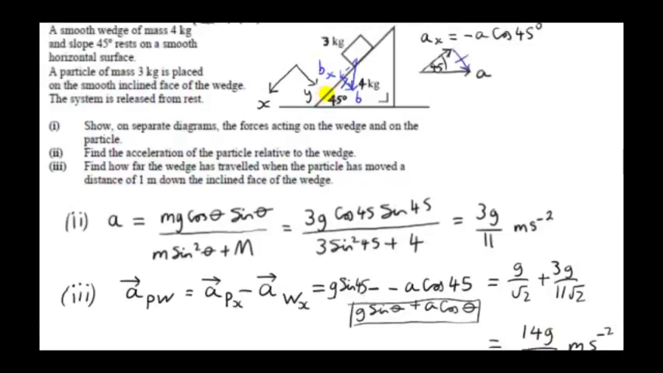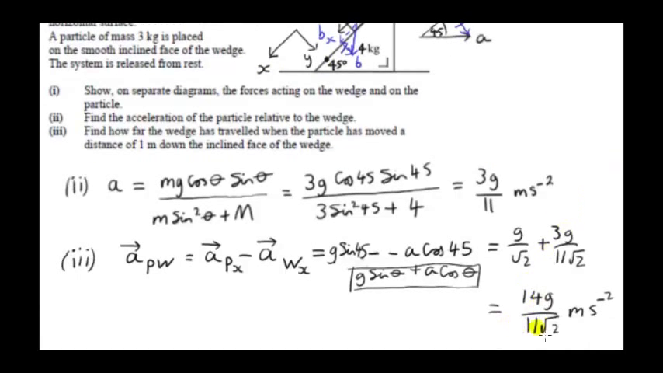So as a reminder of what that means, if we imagine a fixed point on our wedge, well, the particle will appear to accelerate towards this fixed point, that is in this direction, in the positive x direction, with this acceleration.